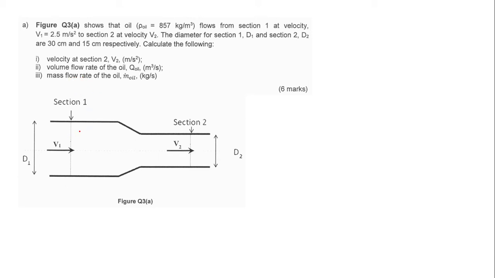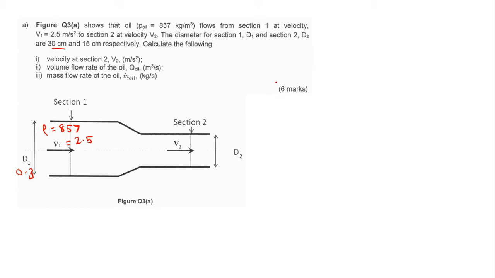So the information that we have is the row 857, the V1 we have 2.5, and we have the diameter here is 30 centimeter. Okay, remember centimeter you need to change in meter, so this is 0.3. Okay, and they ask you to find velocity. So how do we do number 1?